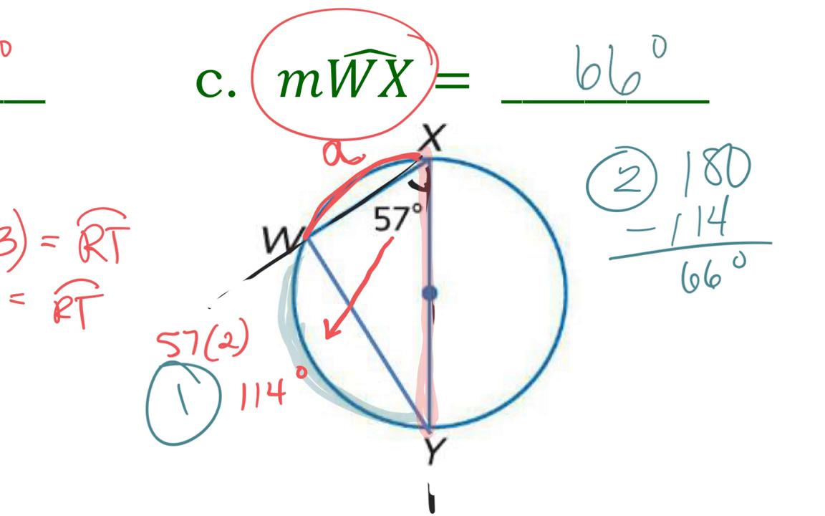Okay, so I labeled the steps. The first step was to double, right, to find the arc that we could find. And then the second step was to find the other arc, okay? All right, so I'm going to give you a moment to try the examples.